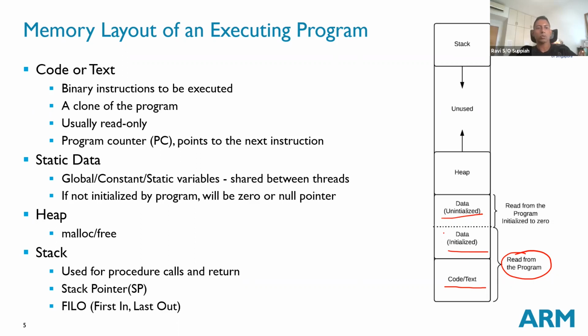Then you also have heap and stack. The heap and stack are used for memory allocation while the program is running. Heap is generally used for malloc and free, whereas stack is used for your procedure calls. When you jump to a function and return, the information is saved on the stack and popped out again later on.